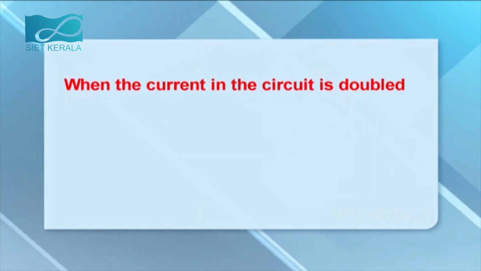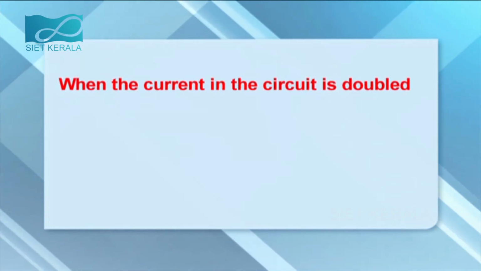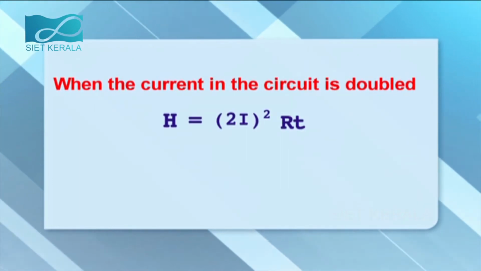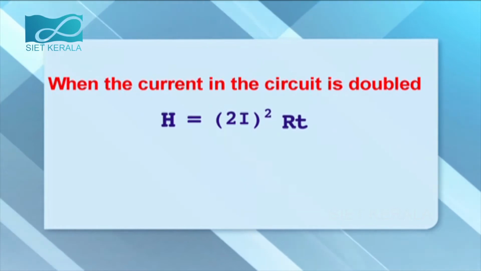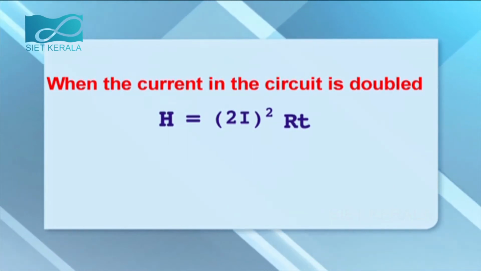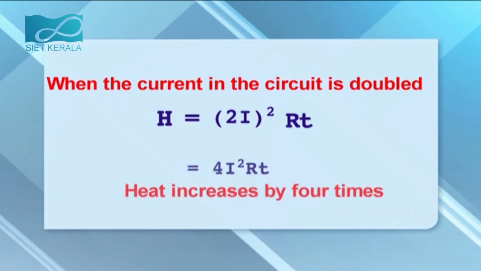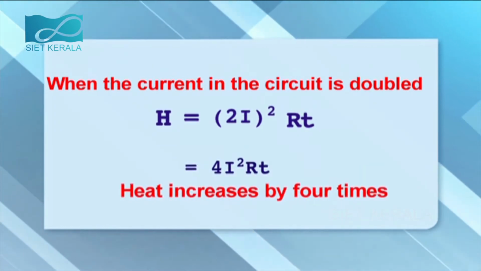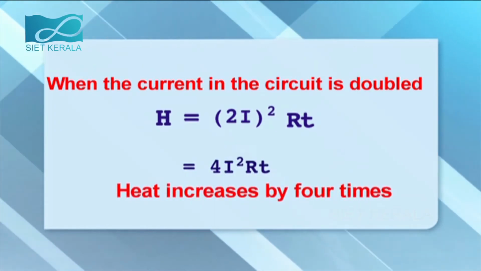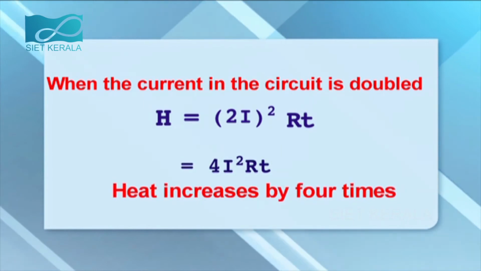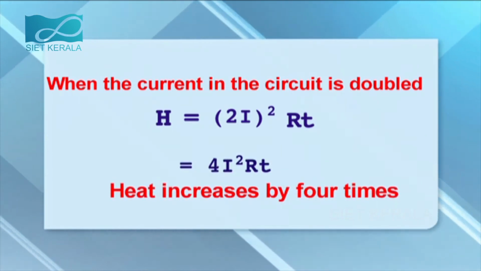What if the current in a circuit is doubled? We know H equals I squared RT. If current is doubled, we get H equals 2I into 2I into R into T, which is equal to 4I squared RT. That is, heat becomes 4 times on doubling current.